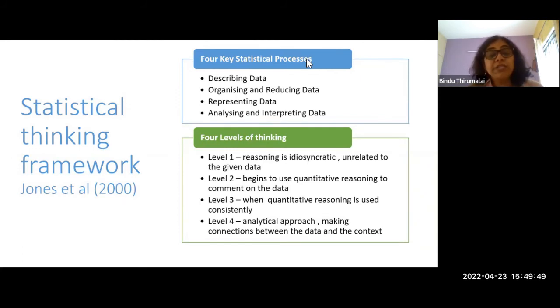Then level four is when they actually look beyond and behind the data and they make connections. Very important, when they're making inferences, they're able to make connections between the data and the context again. Right? And to reach this analytical stage between the data and the context, that is why it's very important to set a problem, set a context, and collect data to be able to come up to level four.